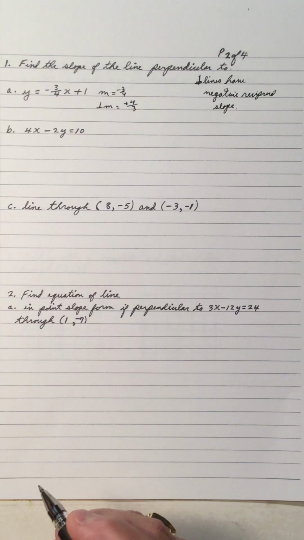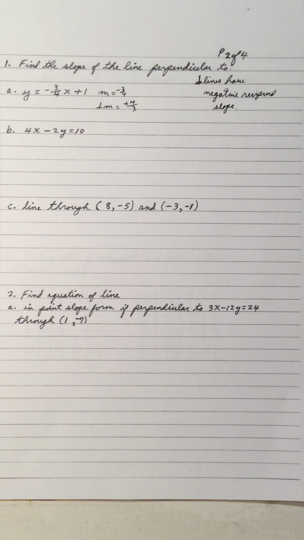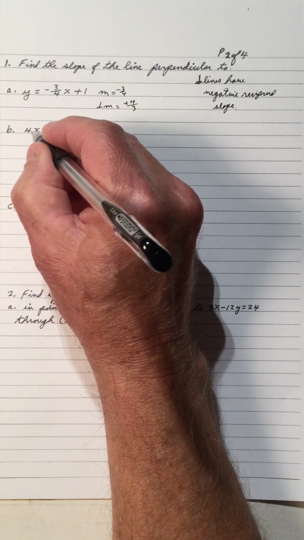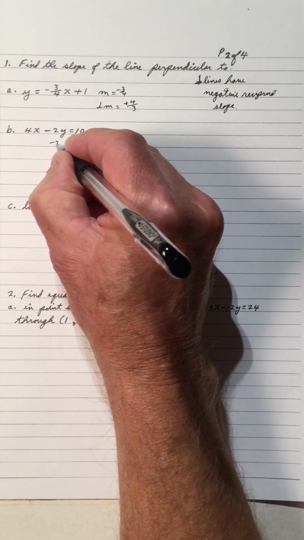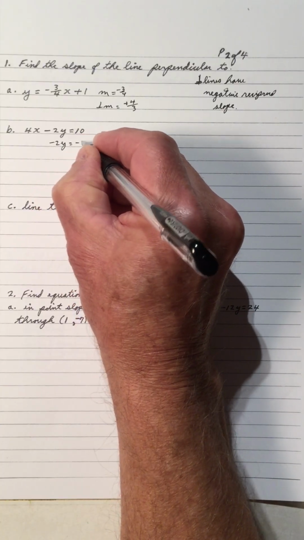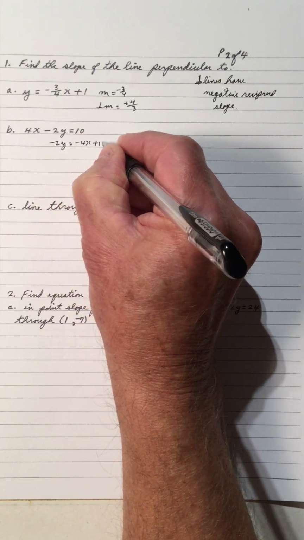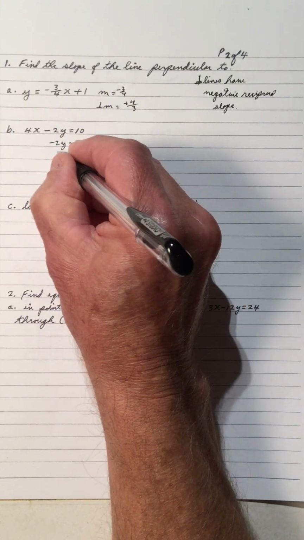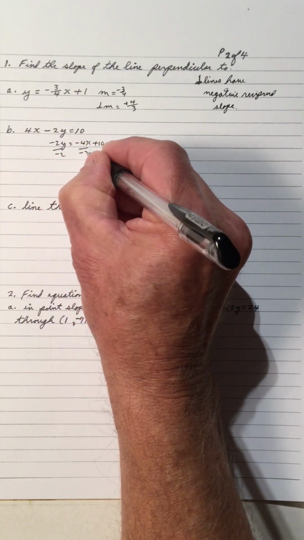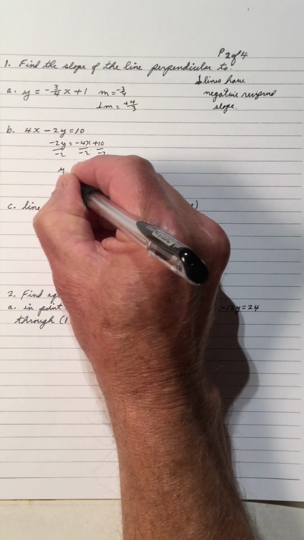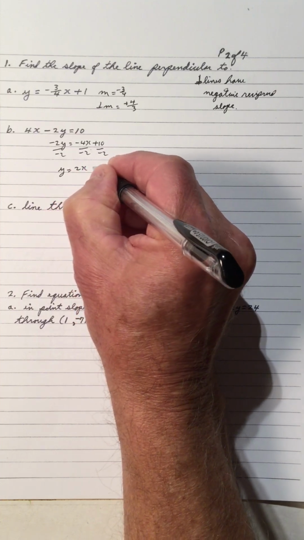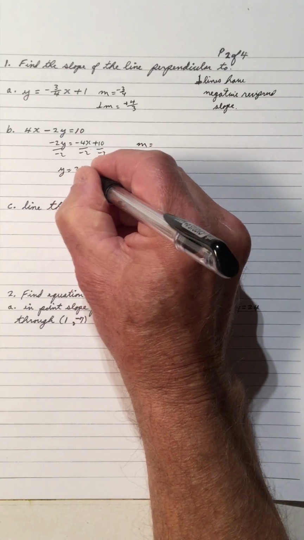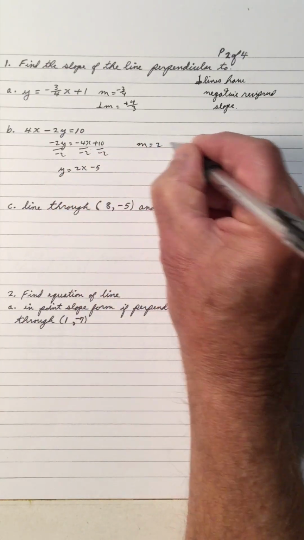For b, I have to find the slope of that line. This is standard form, so we have to solve the equation for y. So we move 4x over to here and make it minus, divide by negative 2. So we get y equals 2x minus 5. So the slope of this line, y equals mx plus b, m is 2, so the slope is 2.